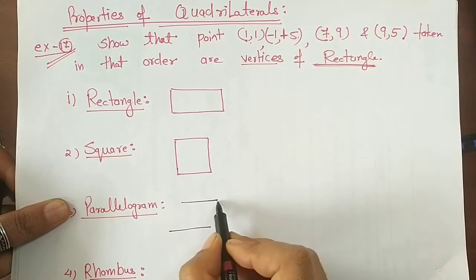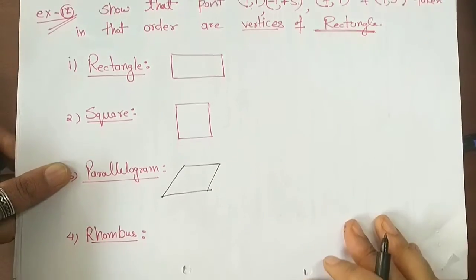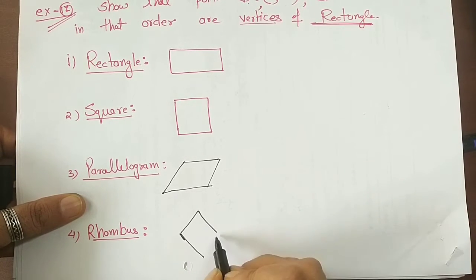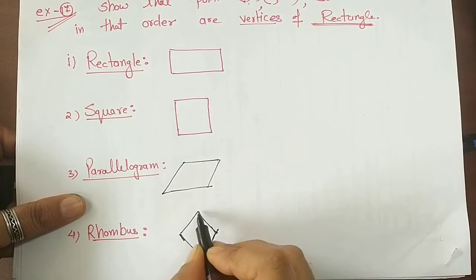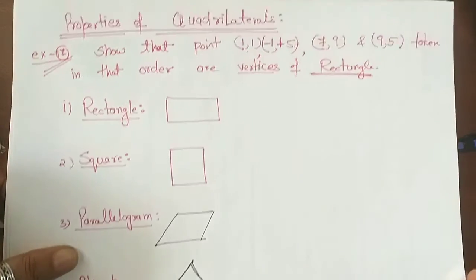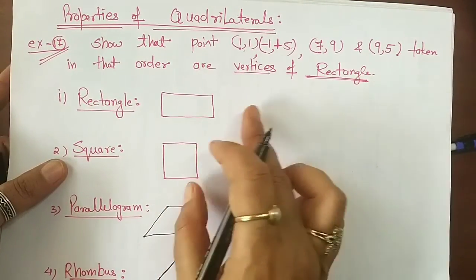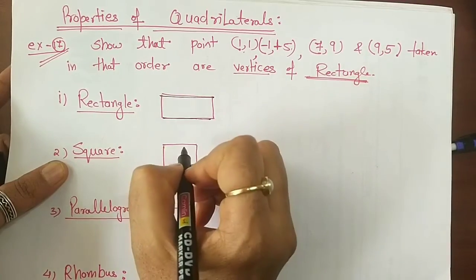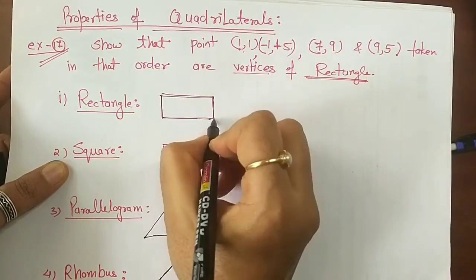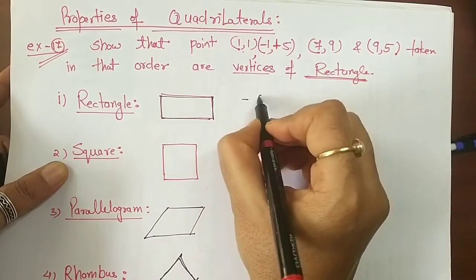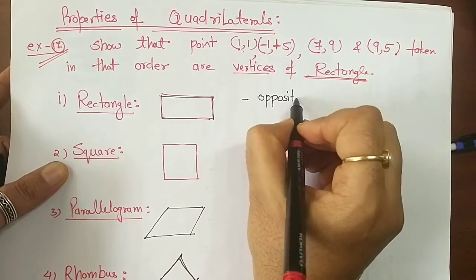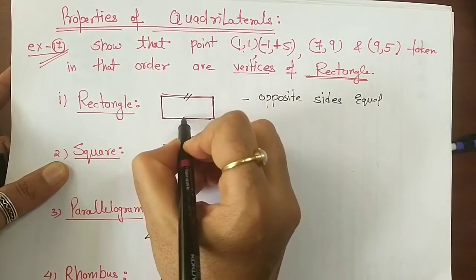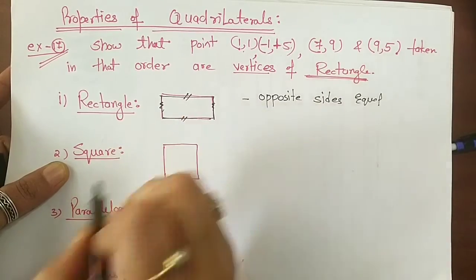The parallelogram, guys, looks like this, and the rhombus looks a little bit like a kite shape. Now I will tell you the properties that we can use to prove that this shape is a rectangle. You can see this side and this side are equal, and this side and this side are equal. So the first property is opposite sides equal. Understood? This side is equal to this side and this side is equal to this side.